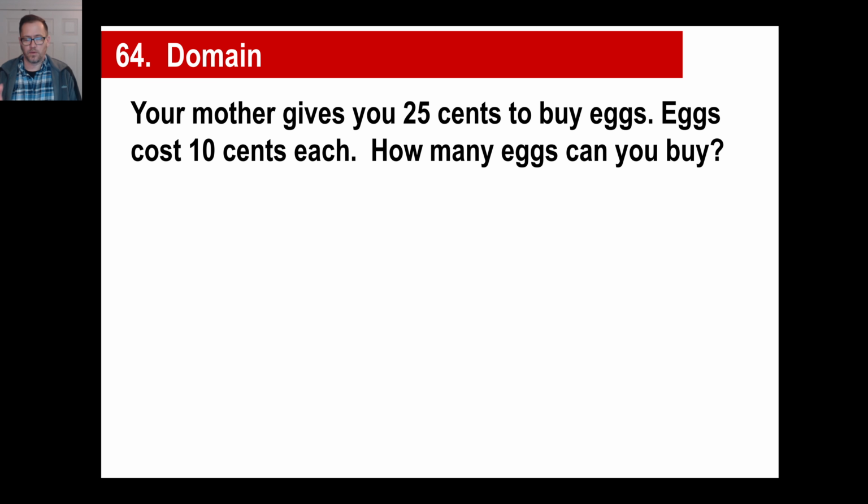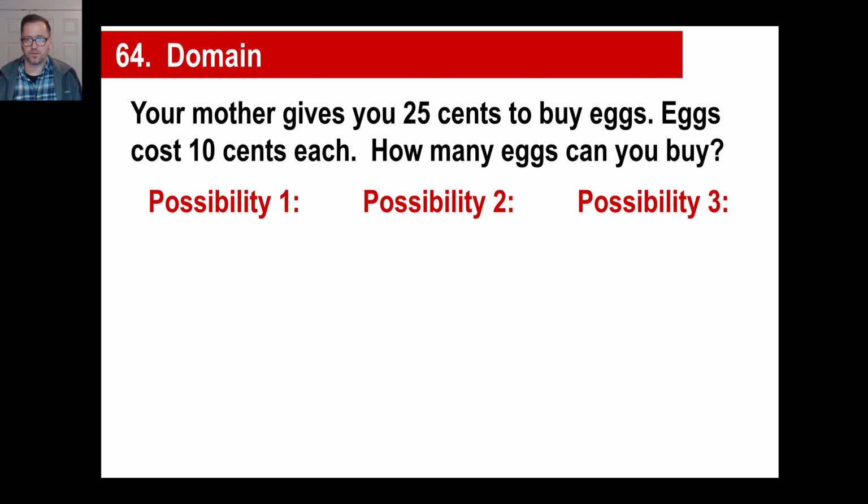The first part we're going to talk about is called domain. Look at the question on there. Your mother gives you 25 cents to buy eggs. Eggs cost 10 cents each. How many eggs can you buy? Now, the answer isn't as obvious as you think it is, but there are actually three possibilities. You have a quarter. Eggs cost 10 cents each. How many eggs can you buy?